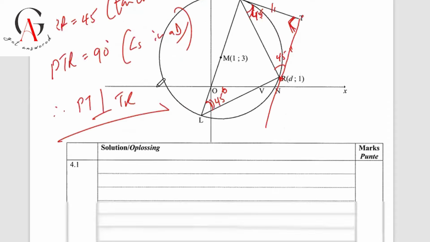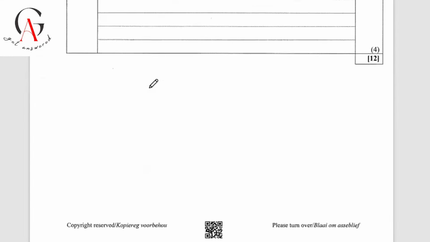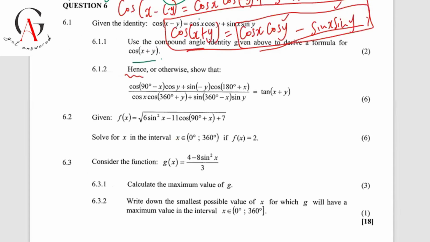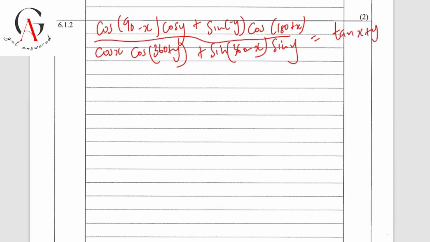So let's see what we have this side. That is 6.1.2. Let me write the question out. We have the cos of 90 minus x, multiplying by the cos y plus sine of negative y, times the cos of 180 plus x, over cos x cos of 360 plus y, plus sine of 360 minus x, and then sine of y. All right, so they're telling us this is equal to the tan of x plus y.